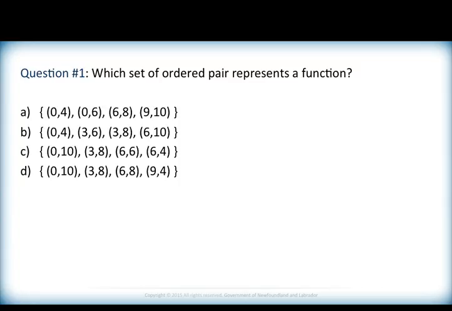The only option that has a separate range value for every domain element is D, 0 and 10, 3 and 8, 6 and 8, 9 and 4. The range value of 8 is repeated there, which is fine, since it has a separate domain element, because 3 and 6 are not the same element. So the answer for this one would be D.